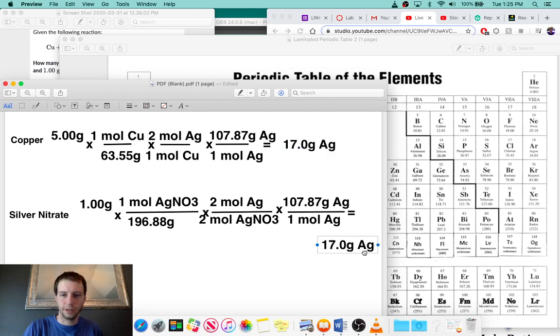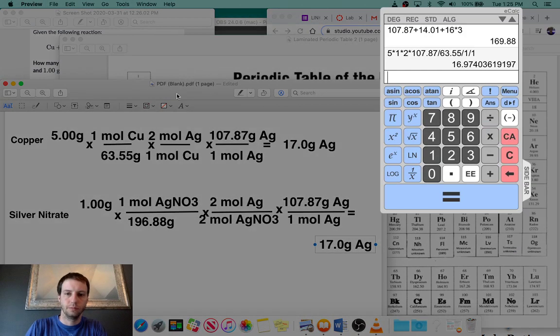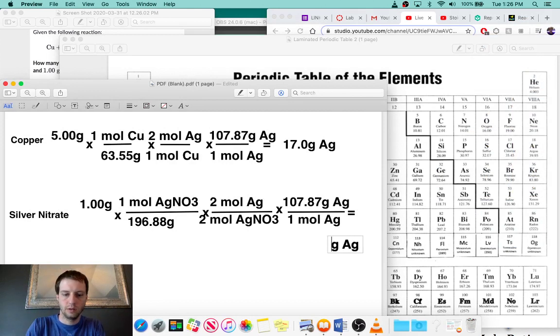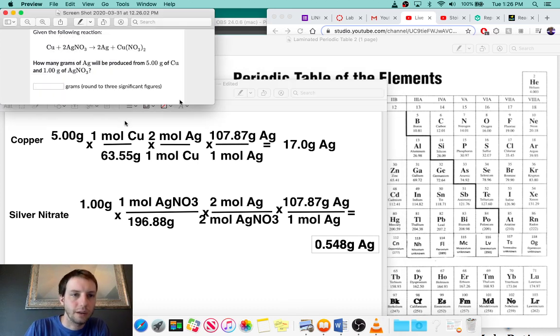Put our answer down here. 1 times 2 times 107.87 divided by 196.88 divided by 2 divided by 1 gives 0.548. All right, so what do we see? Does this seem right? Yeah, it makes a lot of sense.